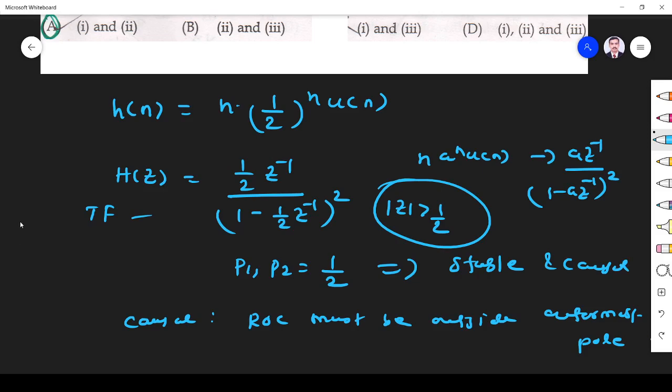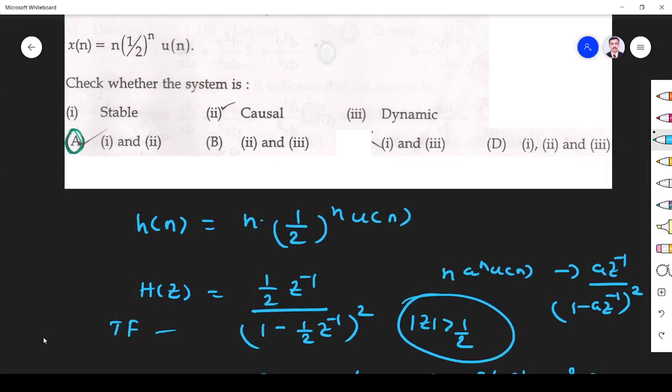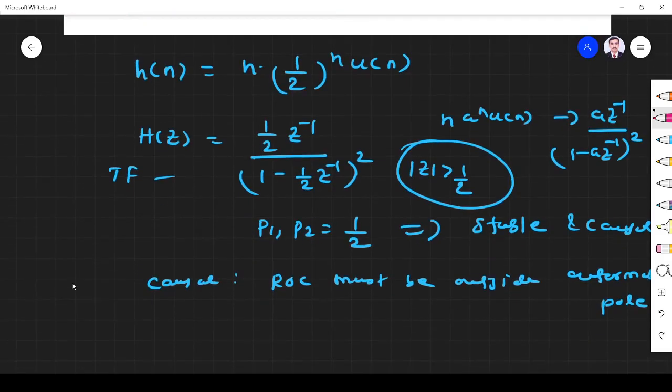But we cannot say whether it is dynamic or not, because for that we need an input-output relationship. The system is dynamic if the present output depends on past input or past output. But we don't have any input-output relation. We have only the impulse response. So it is a causal and stable system only. So option A is the right answer. Next.